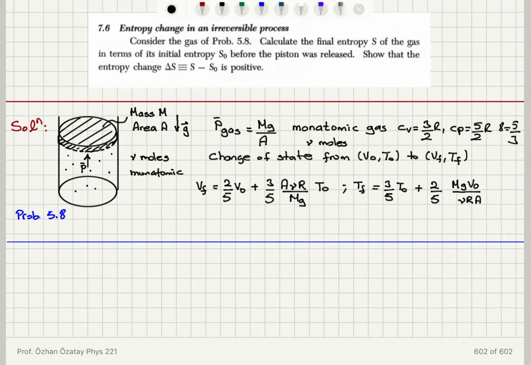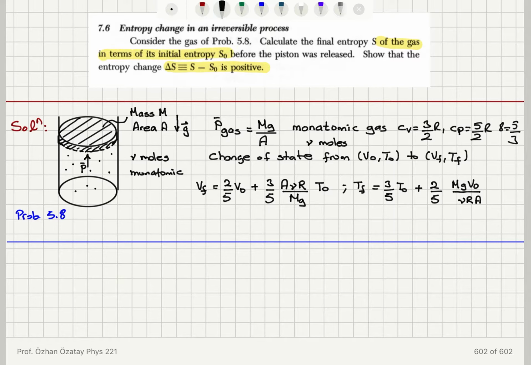Entropy change in an irreversible process. Consider the gas of problem 5.8. Calculate the final entropy of the gas in terms of its initial entropy before the piston was released. Show that the entropy change is positive. So delta S is positive and S in terms of S0 is what we're after.